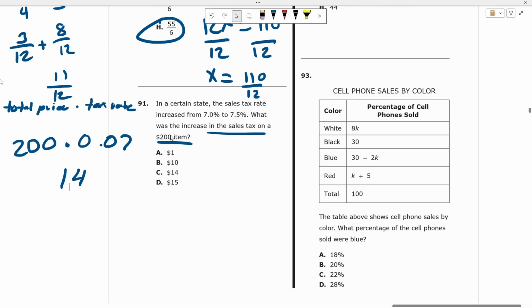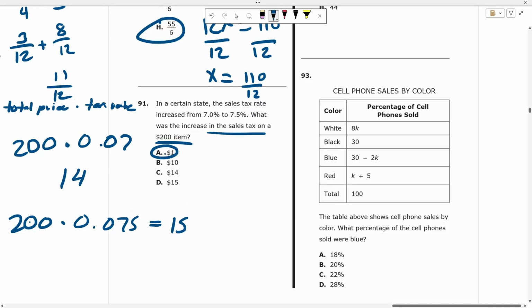And then, what is the increase in the sales tax on a 200 item? We increase from 14, and when we buy the same $200 item and the tax rate is now 7.5%, we do 200 times 0.075, and we get 15. So now the new sales tax on my item is $15, which means that the increase in the sales tax was $1. It increased by exactly $1. We went from 14 all the way up to $15 because of this 0.5% increase in the tax rate.